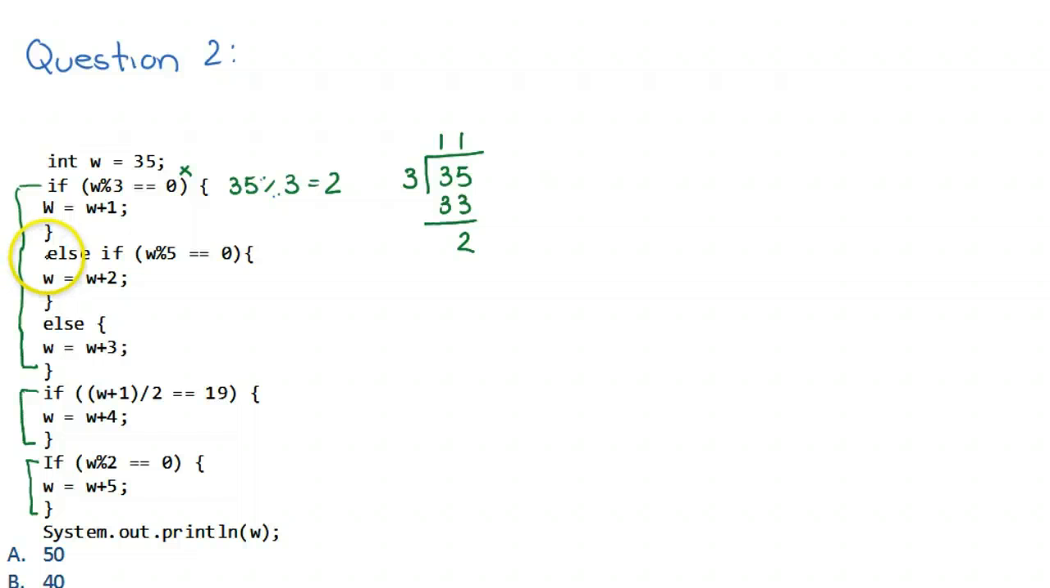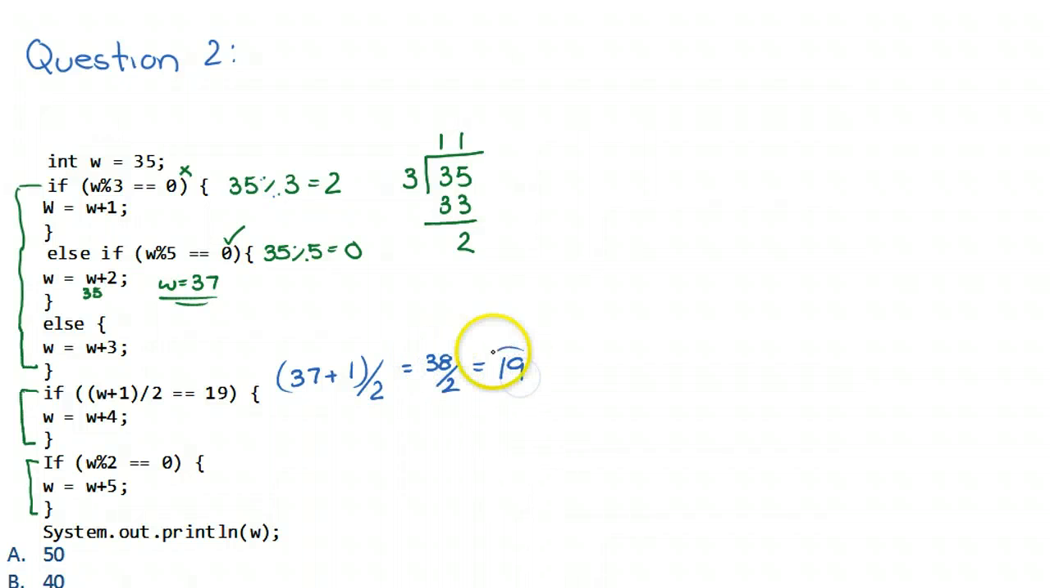If this fails, I come to the else if, and I say, well, what about 35 mod 5? That's equal to 0. So that passes. So we come in here. W becomes 35 plus 2, so W becomes 37. I have to remember that. Since this has been executed, I skip the else to here. Now I need to execute this line. So I get 37 plus 1 divided by 2. Well, that's 38 divided by 2, which is 19. So this left side is 19. Is 19 equal to 19? Yes. So we get 37 plus 4, which is 41.